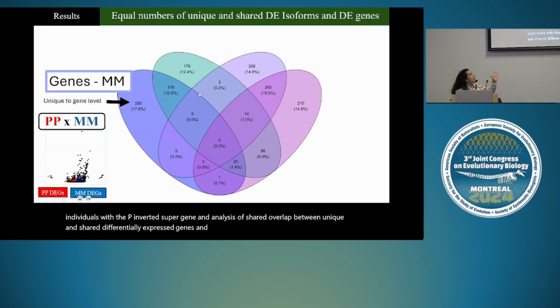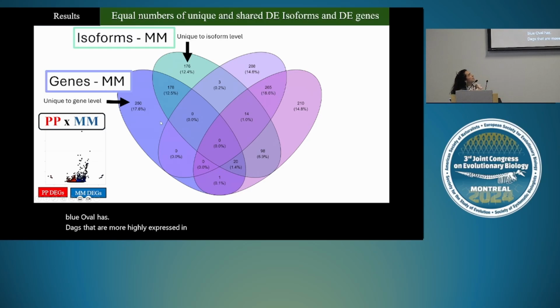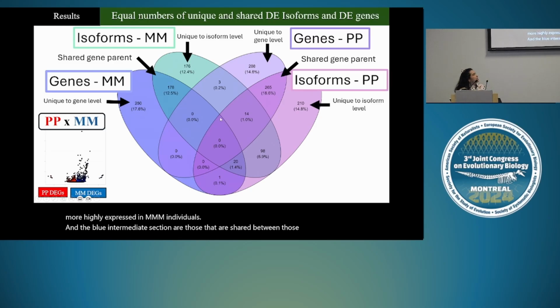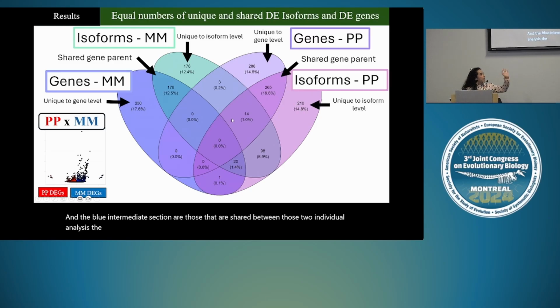Next, analysis of shared overlap between unique and shared differentially expressed genes and isoforms. This is a Venn diagram where the blue oval has DEGs that are more highly expressed in MM homozygotes. The teal oval has isoforms that are more highly expressed in MM individuals. The blue intermediate section are those that are shared between those two individual analyses. The same is reflected on the other side, but in terms of the PP-biased genes and isoforms.